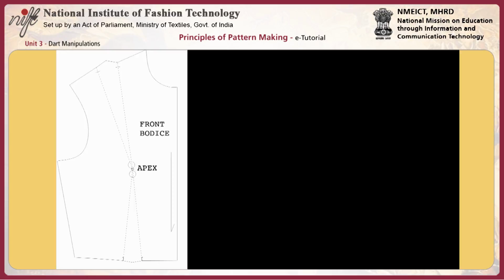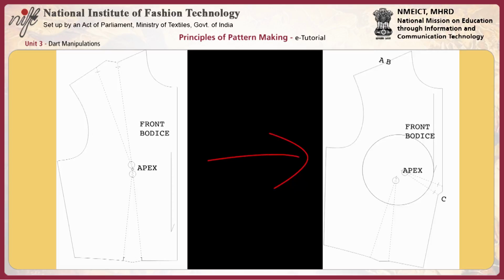Download the front bodies from the download section. According to the instruction, develop a neckline dart from the basic block using slash and spread or pivot technique. Download the final pattern and check your pattern matching with the downloaded pattern.